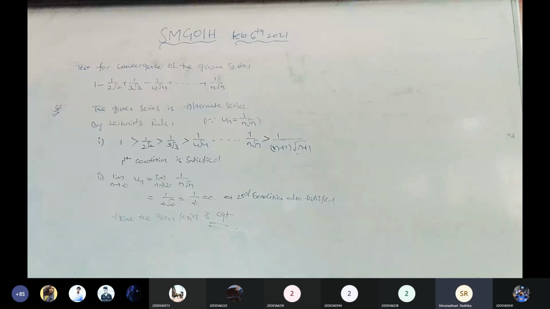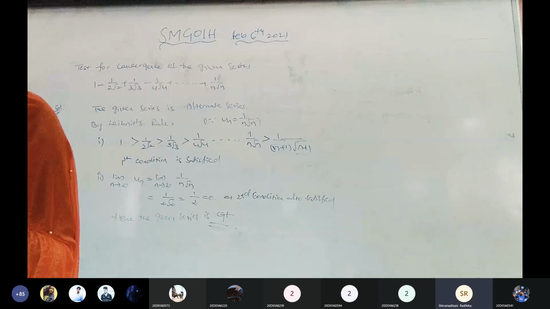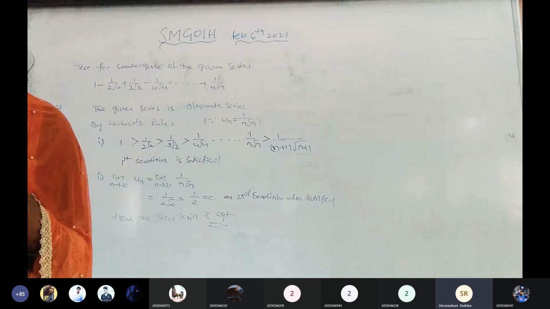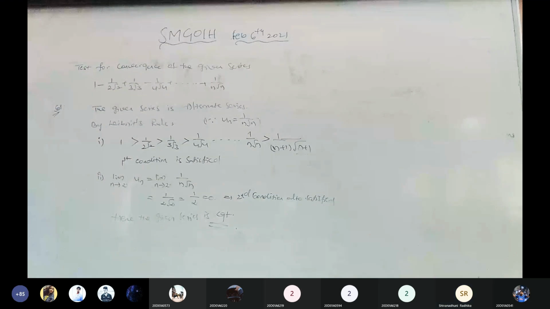The limit of u_n as n tends to infinity, with n equals 1 to infinity, so we are getting 0. Then only two conditions are satisfied. The given alternate series is convergent. Otherwise, the given alternate series is not convergent. Is it clear?